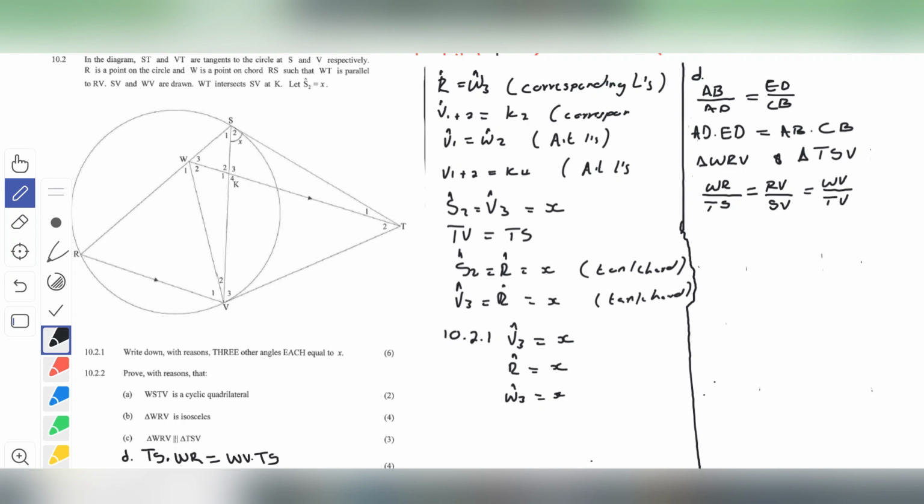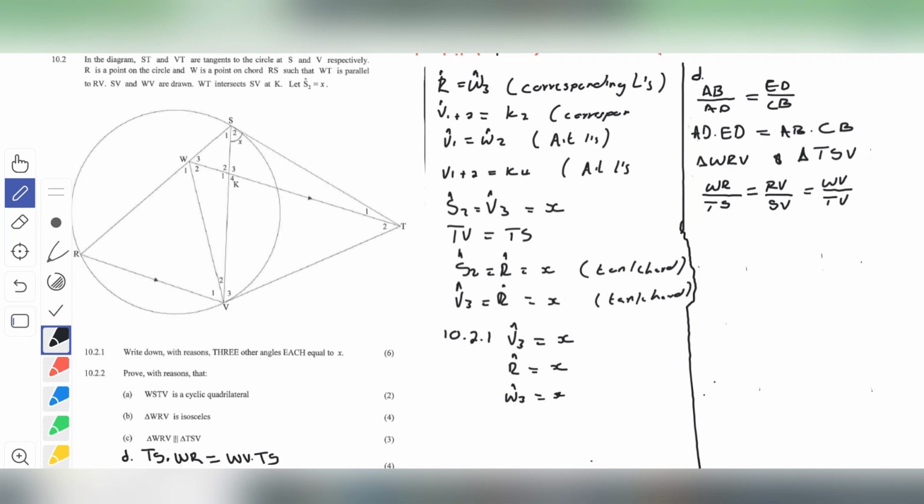I know some will say, Sir, I started with TS all over WR. It's fine, guys, as long as you can follow your steps. If, let's say, you started with TS, obviously it has to be WR, and then here it has to be SV over RV, and then here it's going to be TV all over WV, right? So it's fine.